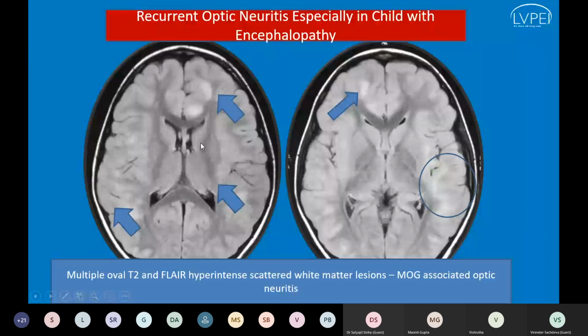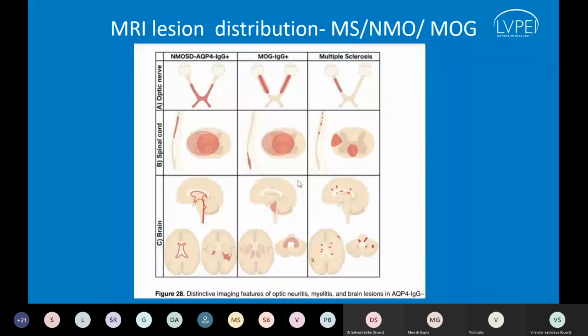These patients have optic nerve involvement, which is usually bilateral and tends to have multiple round to oval lesions, which are present in different areas of the brain, in the white matter as well as in the deep white matter areas. And these patients are positive for MOG optic neuritis.